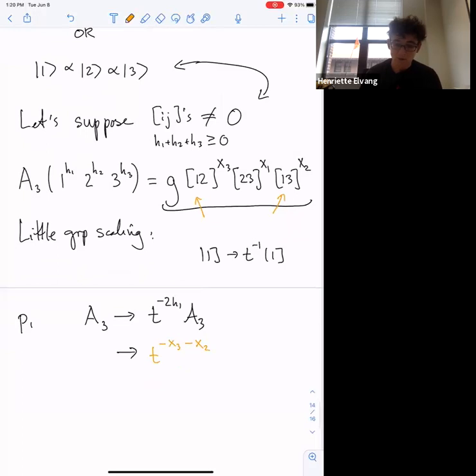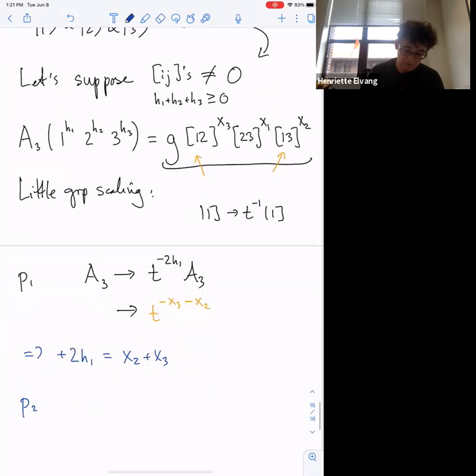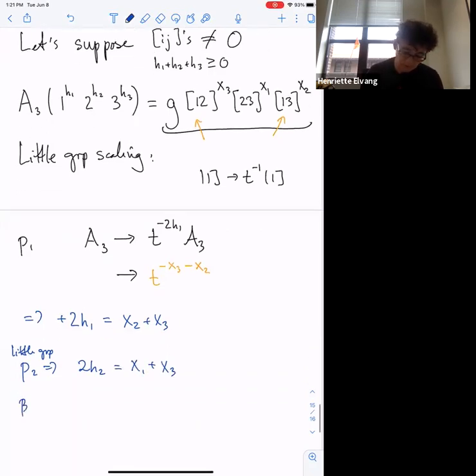Well, so there's only one way that this can possibly work, and that is that we can conclude that plus 2h1 must equal x2 plus x3. All right, now I can do the same thing for P2. If I do the little group on P2, I'll find that 2h2 must equal x1 plus x3. If I do the same thing for P3, I'll conclude that 2h3 is equal to x1 plus x2.